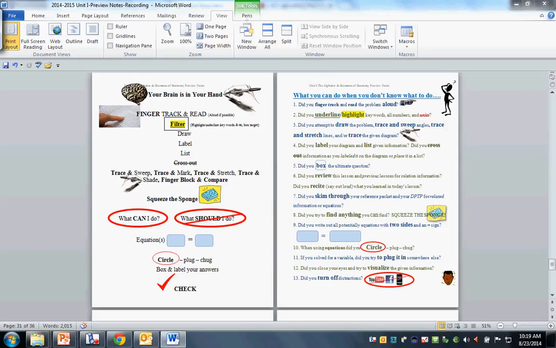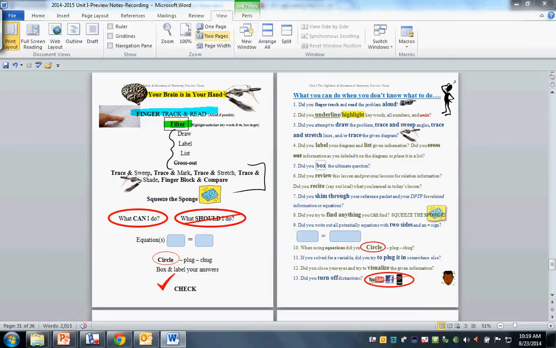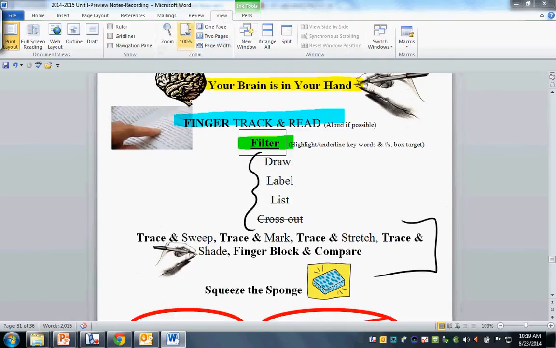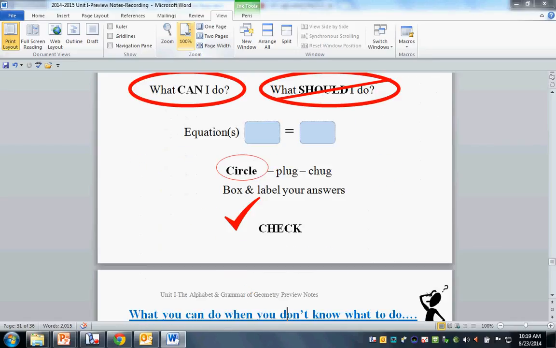When you're working in my class, you're going to hear me use a phrase in which I tell you your brain is in your hand. When I use that cue, there's certain things you're going to be learning to do in this class. One, you're going to learn to do what's called finger track and read. You're going to learn something called filtering. You're going to increase your instincts to draw things, label things, list things, cross them out. When you interact with diagrams, which geometry is all diagrams, you're going to learn to trace and sweep, trace and mark, trace and stretch, finger shade, block and compare. You're interacting with your fingertips physically on diagrams.